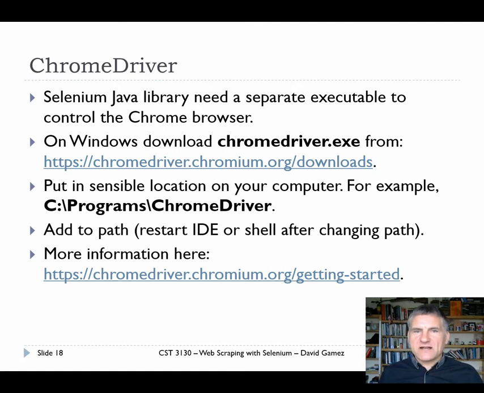Okay, so Selenium has a Java library. You can use other programming languages as well, but I'm focusing here on the Java library. To make the Java library work, you need a separate program or executable to actually control the Chrome browser. So Java can't directly control Chrome. It needs a sort of intermediate program that lets it do that, yeah? So you have to install that on your machine to make that work, yeah?